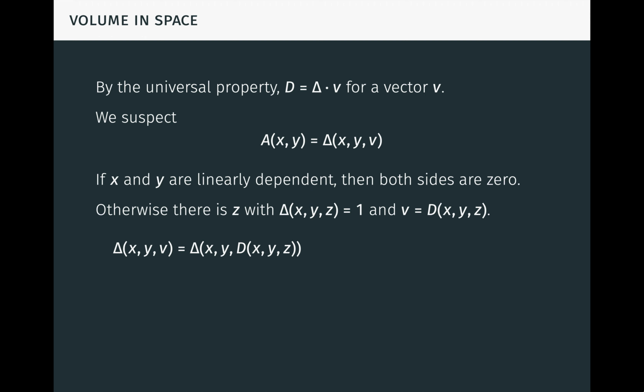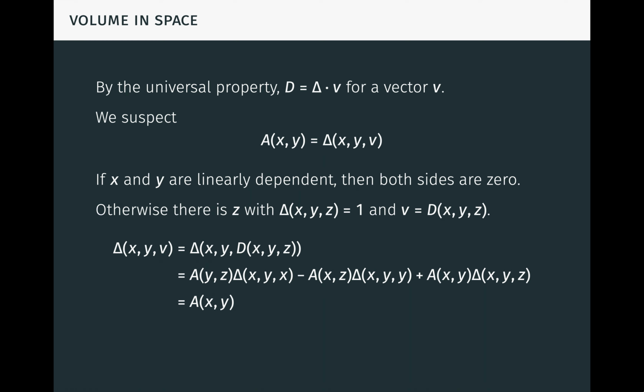Substituting this into delta, we obtain delta(x,y,v) is equal to delta(x,y,D(x,y,z)). Expanding using the definition of D and multilinearity of delta, we obtain this. However, delta(x,y,x) and delta(x,y,y) are both 0 since delta is alternating, and delta(x,y,z) is equal to 1. So this just reduces to A(x,y). This is exactly what we were trying to prove. Isn't that slick?